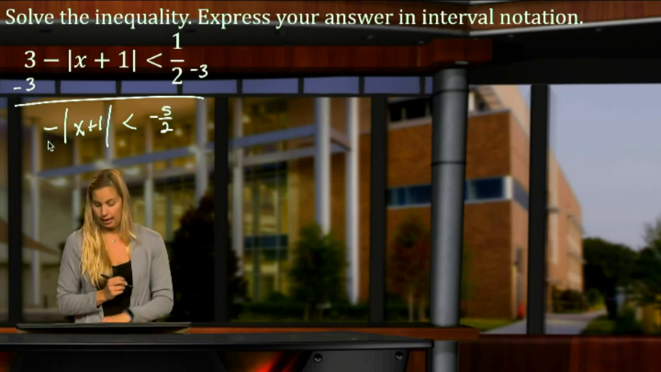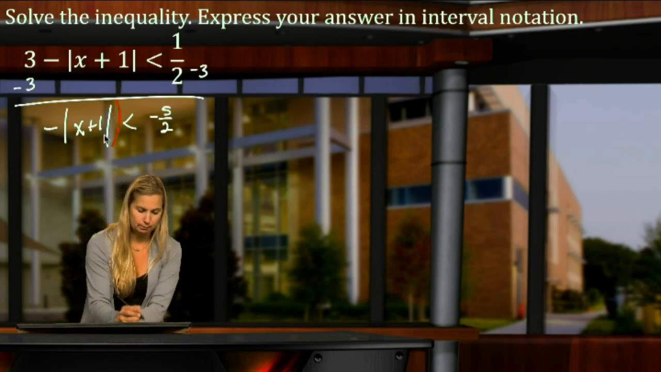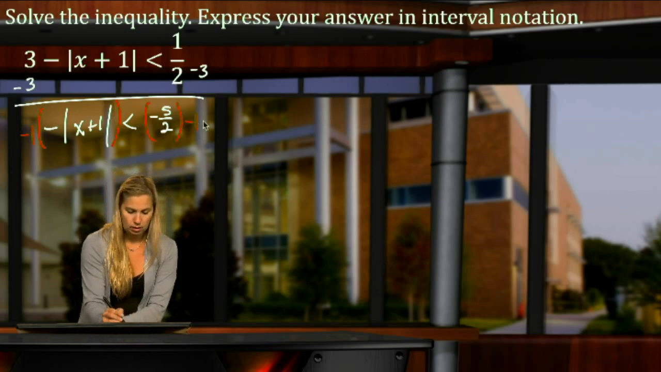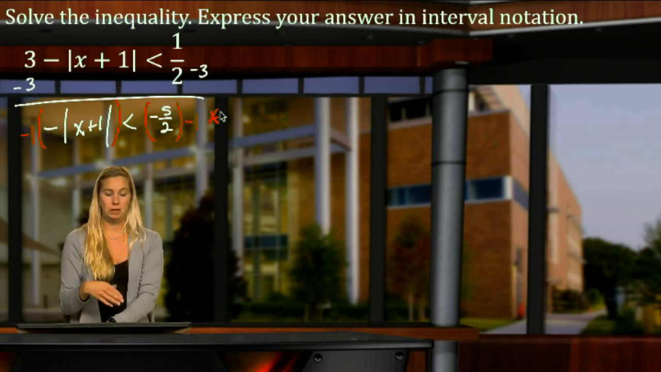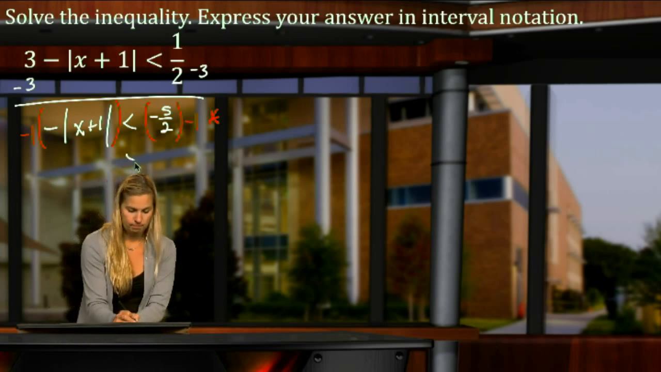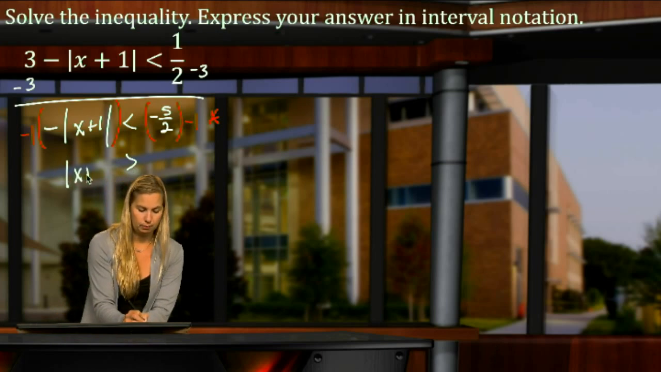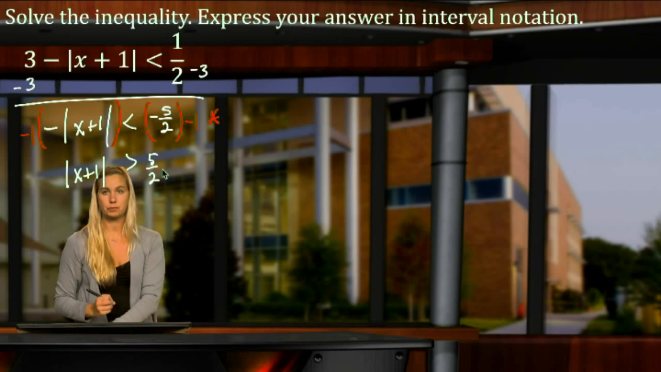Now we've got to get rid of that negative. So I can either multiply or divide by a negative number. It doesn't matter. I'm going to multiply by negative 1. But again, when we multiply by that negative 1, we still have to flip the inequality symbol. So now this is going to become a greater than. We've got the absolute value of x plus 1 is greater than positive 5 over 2.